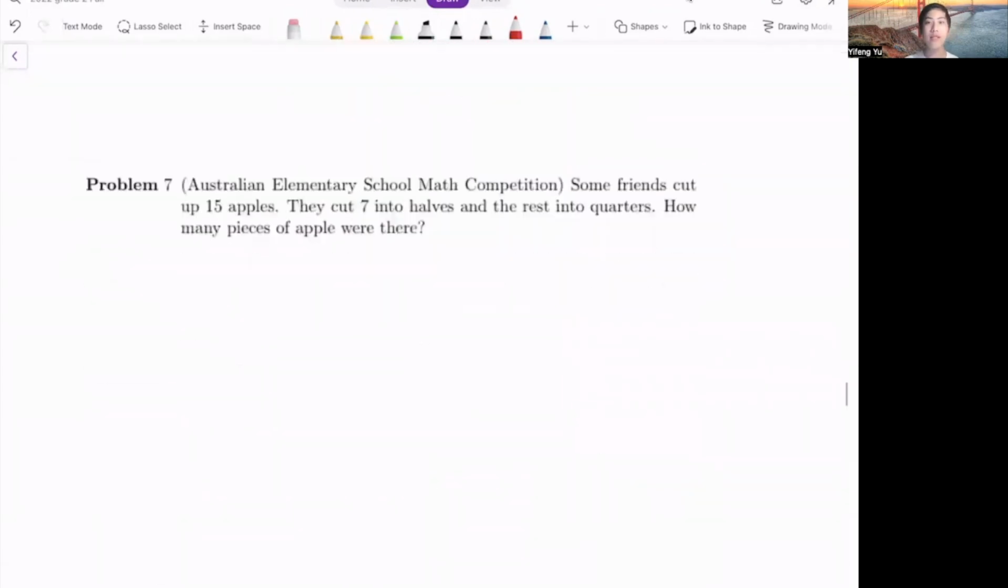Problem 7. Some friends cut up 15 apples. They cut 7 into halves and the rest into quarters. How many pieces of apple were there? So let's define some terms. Halves is just 1/2, while quarters is equal to 1/4. So basically quarters cut up into 4 pieces, while halves cut into 2.